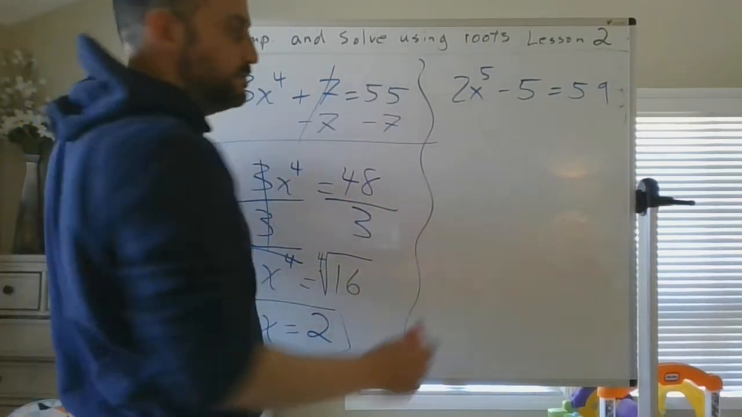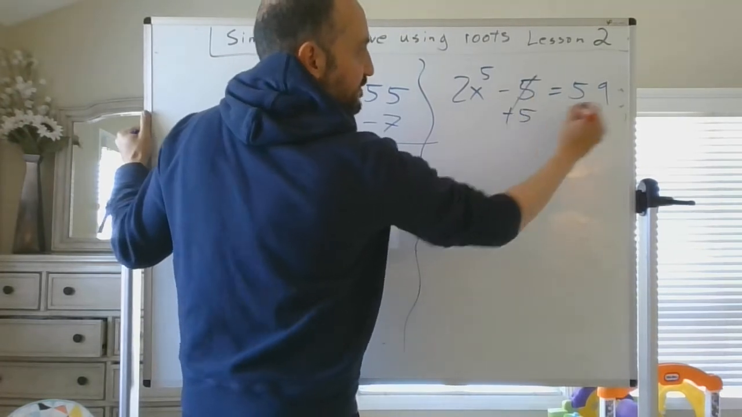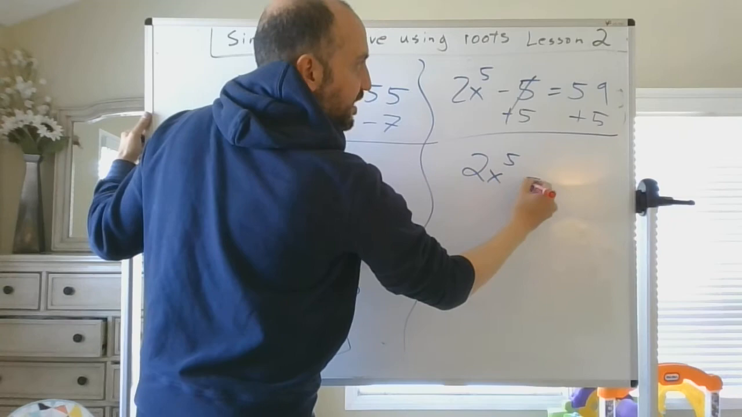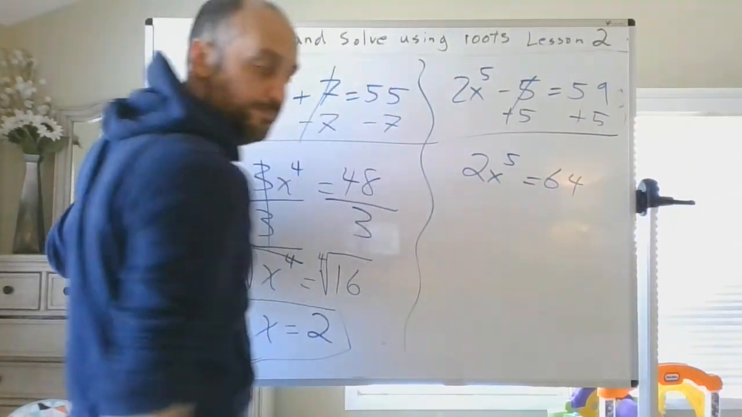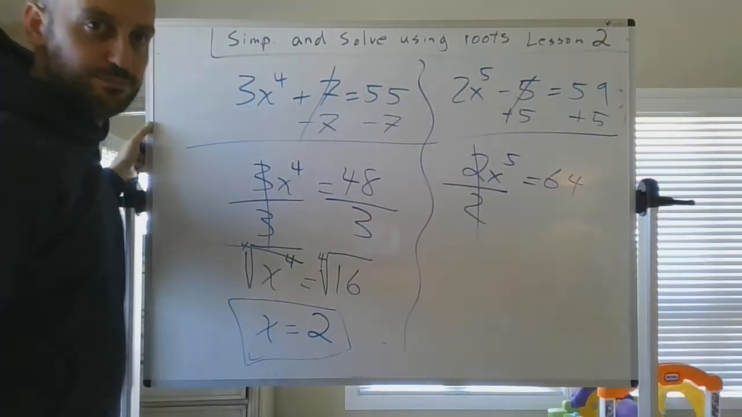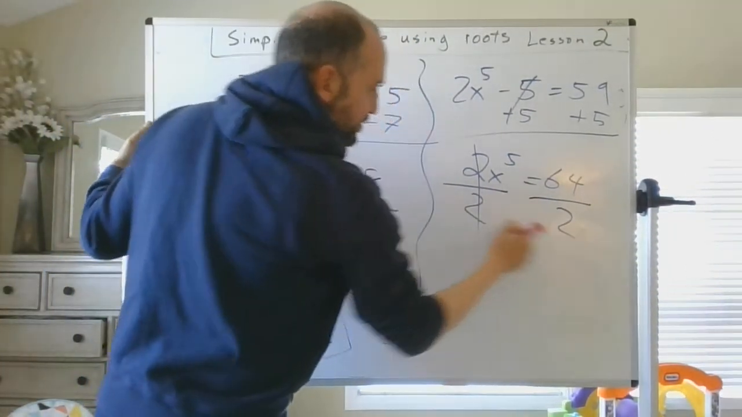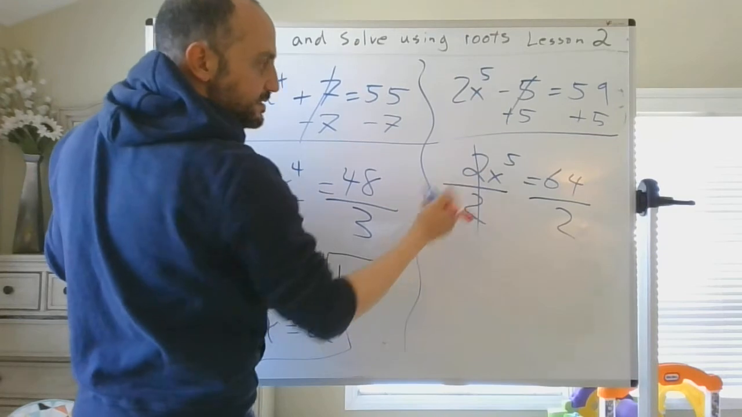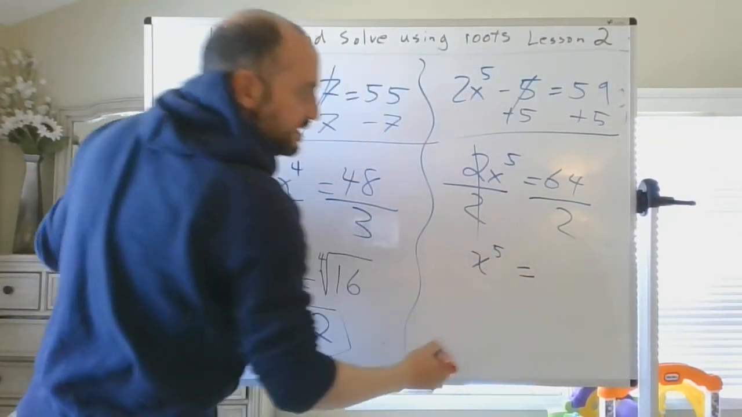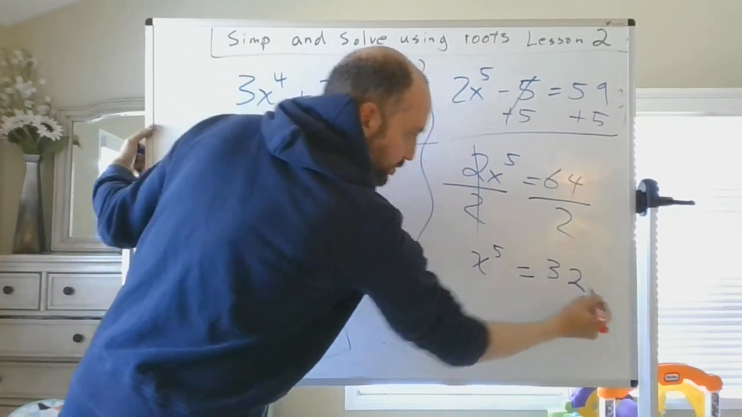Let's do the same concept here. 2x to the power of 5 equals 64. What's next is we divide by 2. Divide by 2. I just noticed I drew my 2 like this, but then this 2 like this. Anyways, that's going to give us x to the power of 5 equals 32.